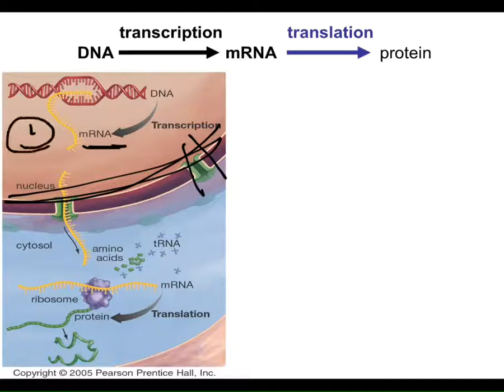And that first step would be called transcription. And that transcription process has to occur in the nucleus because that's where the DNA is found in a eukaryotic cell, in our cells. And then that mRNA is going to go out of the nucleus. It's going to go through those nuclear pores out to the cytoplasm.